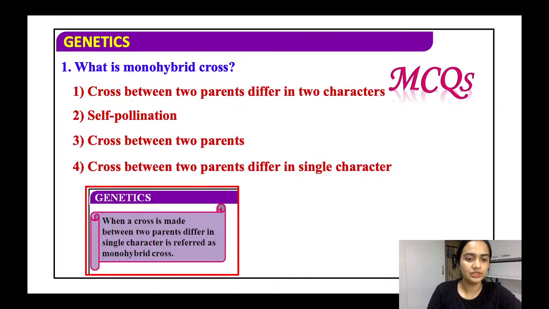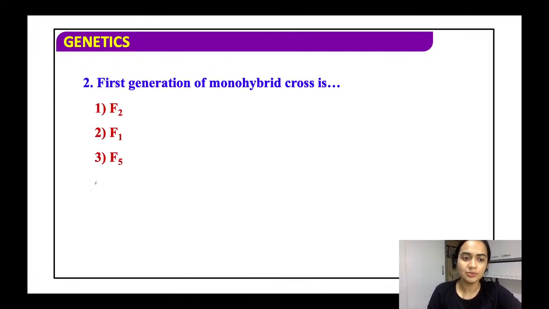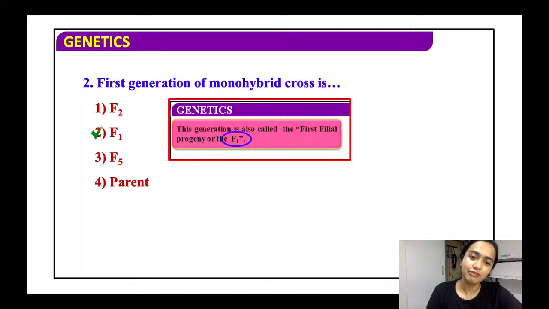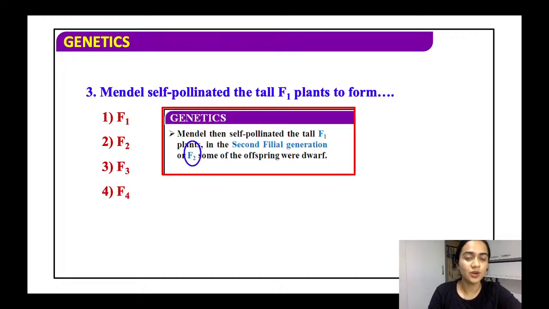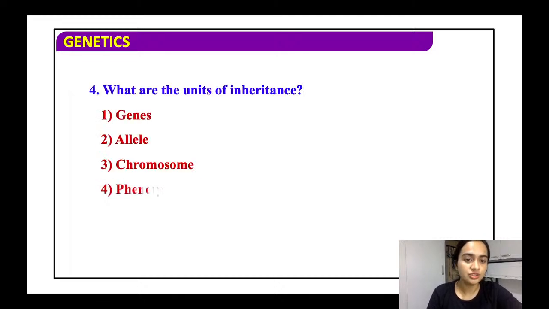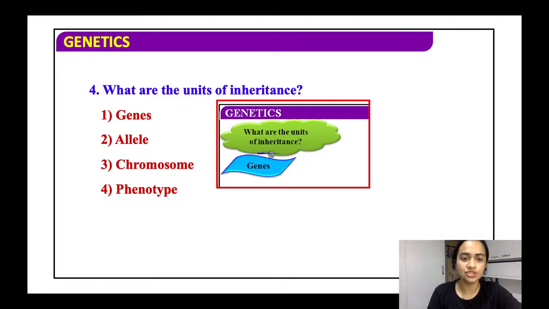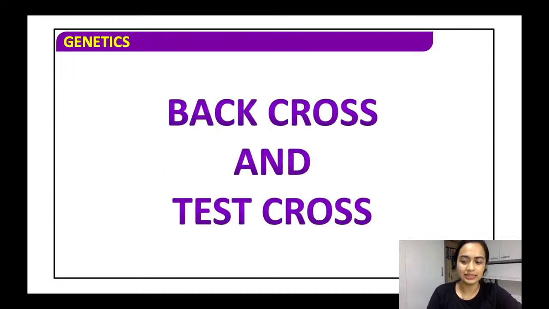What is a monohybrid cross? You should be able to answer this. It is the cross between two parents in a single character. The first generation of the monohybrid cross is the F1 or the first filial generation. Mendel self-pollinated the tall F1 plants to get F2, and self-pollinated F2 to get F3 and F4. What is the unit of inheritance? It is the genes that are the unit of inheritance. The alternative forms of genes are termed alleles.